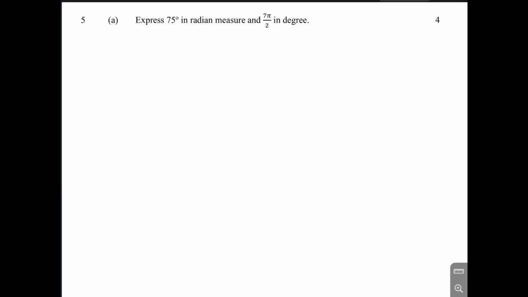Let's try to solve the section 3rd, 5th problem. First question: Express 75 degree in radians and measure 7 pi by 2 in degrees.